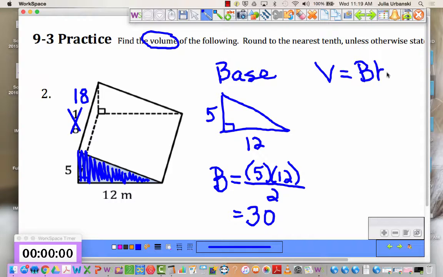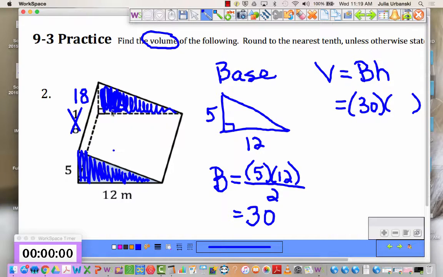Good. Base area times height. So be careful. Base area we already found. Capital B was 30. That part's easy now that we know how to do that. The height, though, is not top to bottom. 18. Good. The height is from one triangle to the other triangle. Head to toe. Base to base.